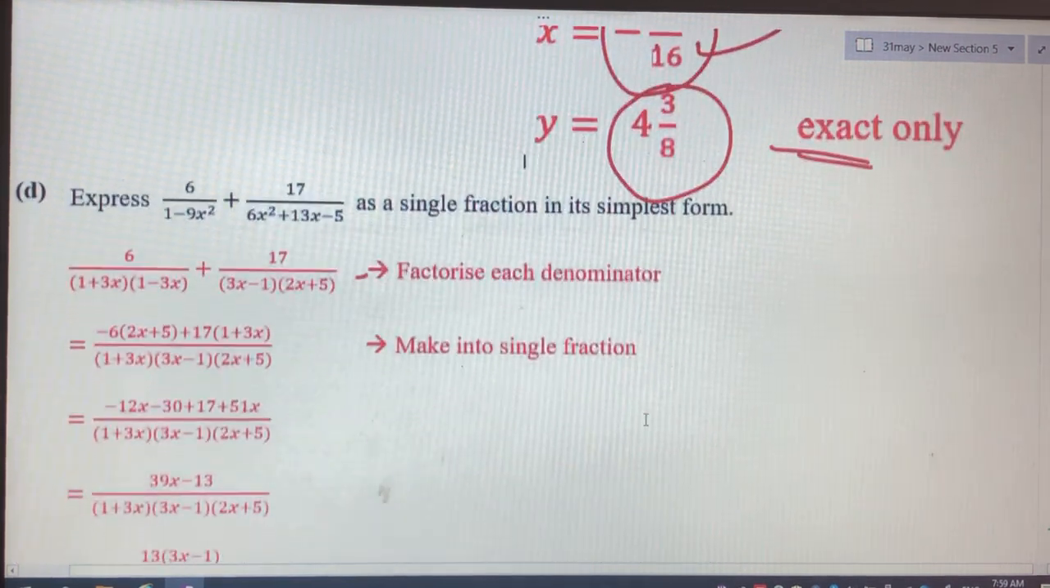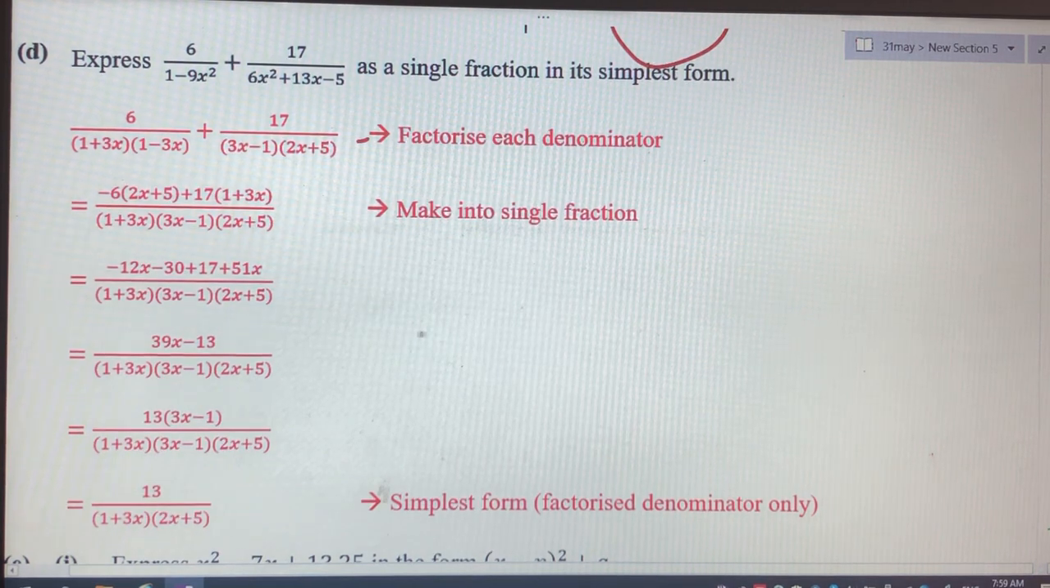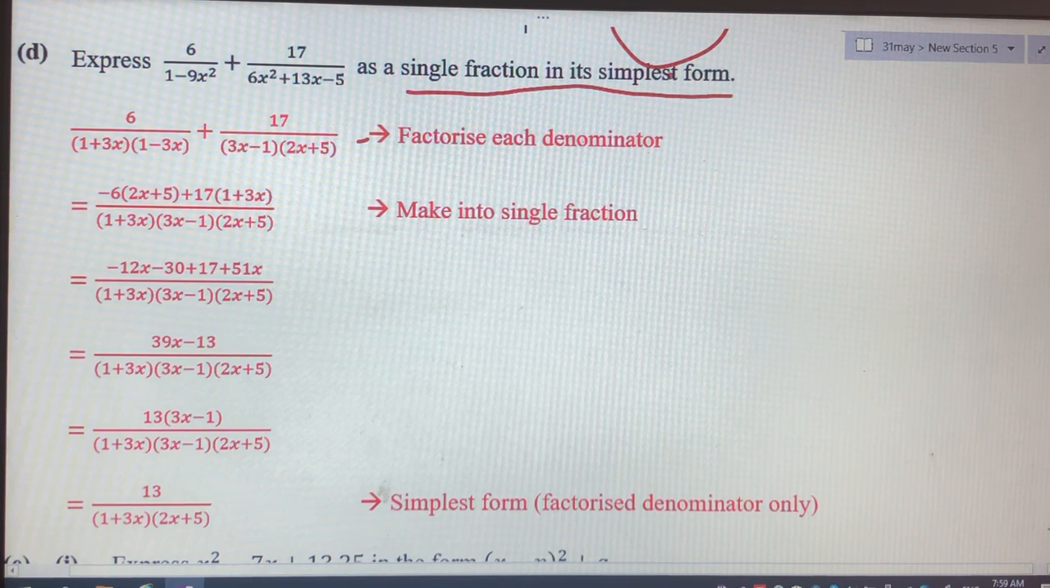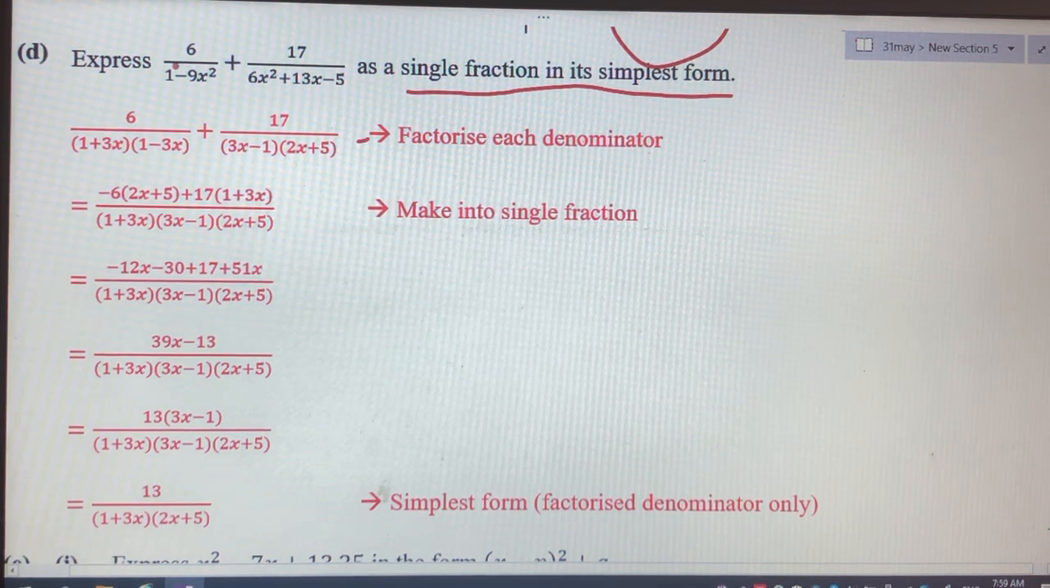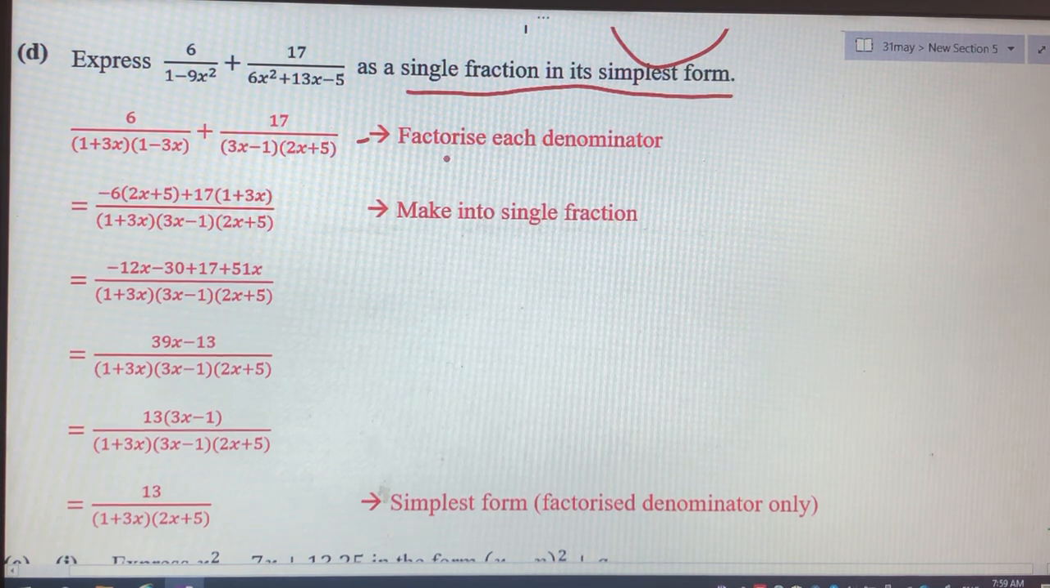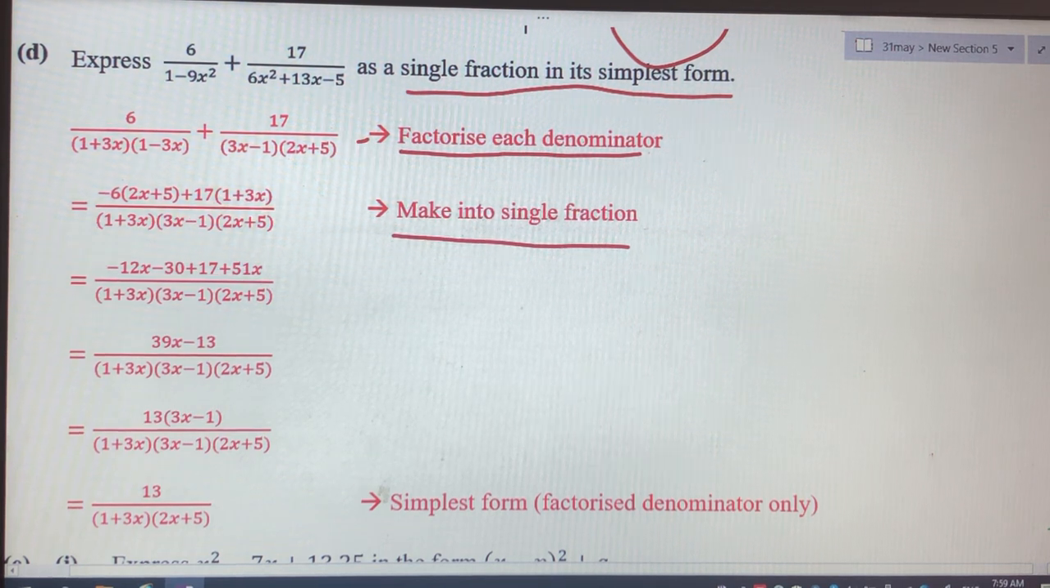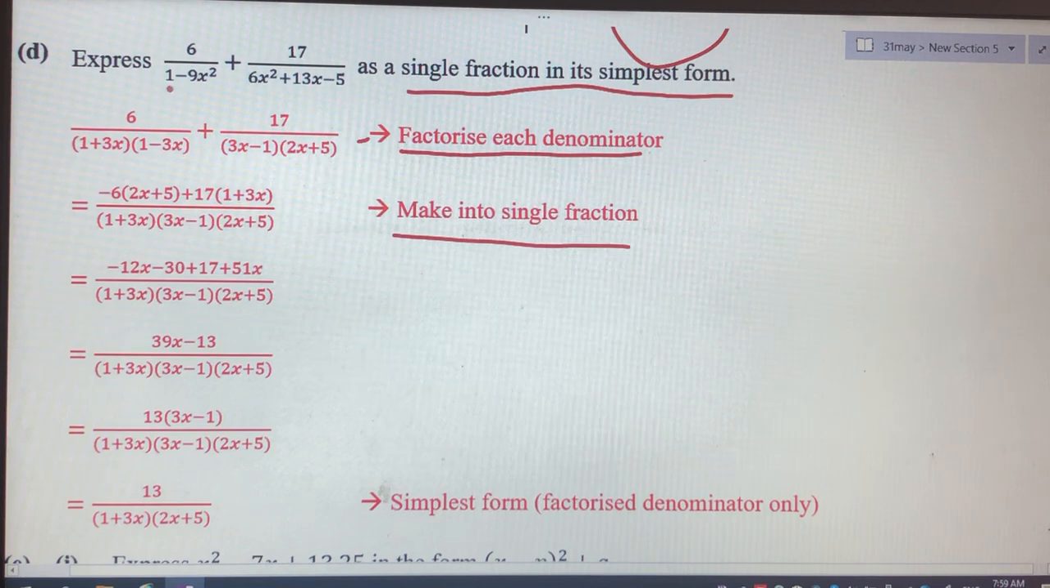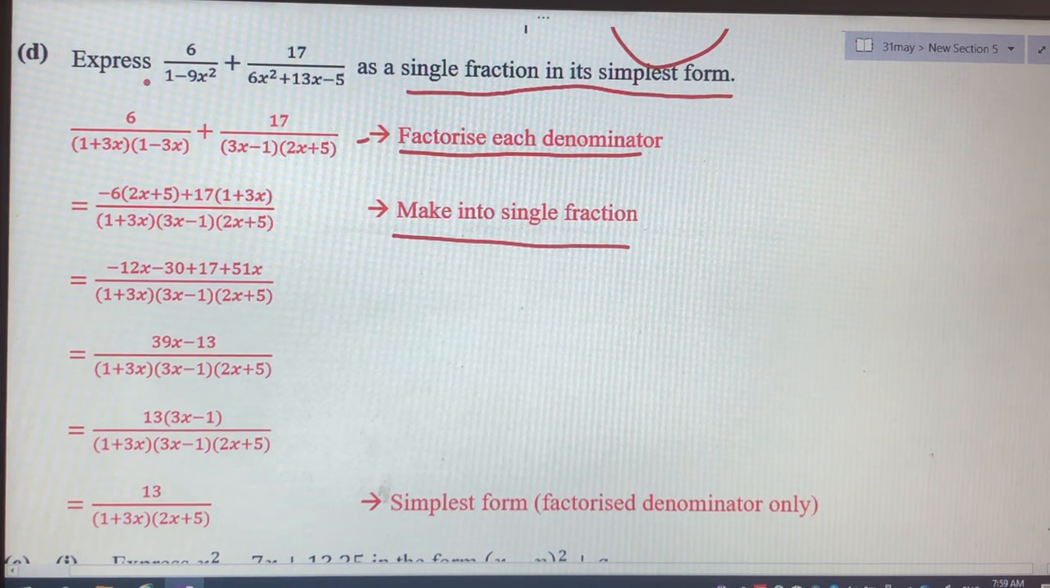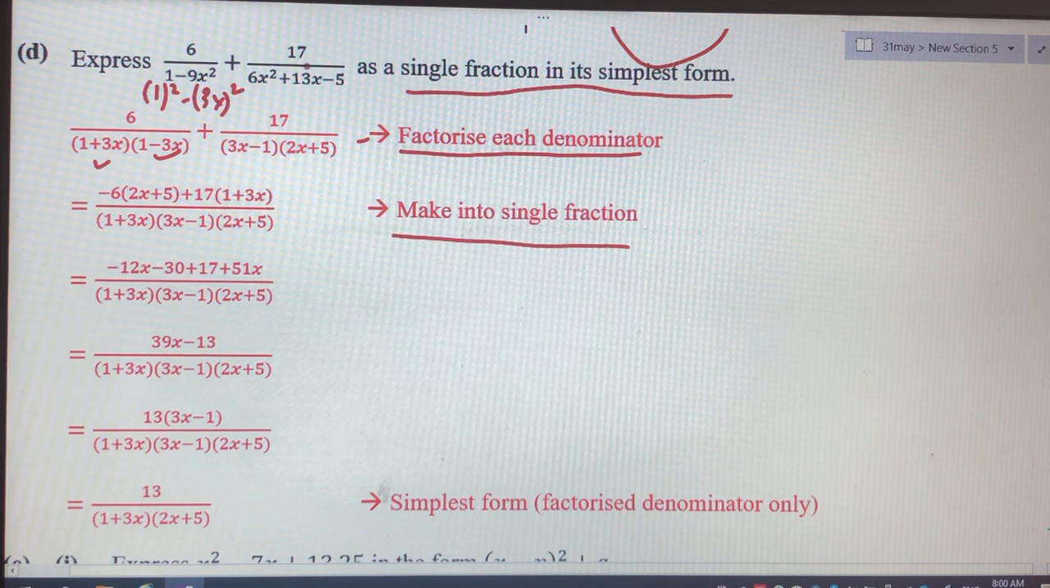Cannot. Next one. You want to express as a single fraction, okay? Single fraction. And of course, even if they don't say, it must be in the simplest form. Alright? Now, how do you start things off? You must make the denominator the same. Okay? So you do that by factorizing each denominator, then you make the denominator the same, and then you combine into a single fraction. So this is how you do it. Okay, notice that this is a difference of 2 squares, so it's this square minus this square, right? Then you write in this form, this one remains unchanged.